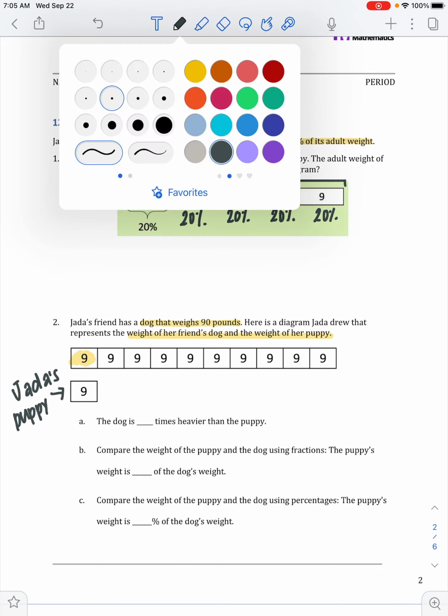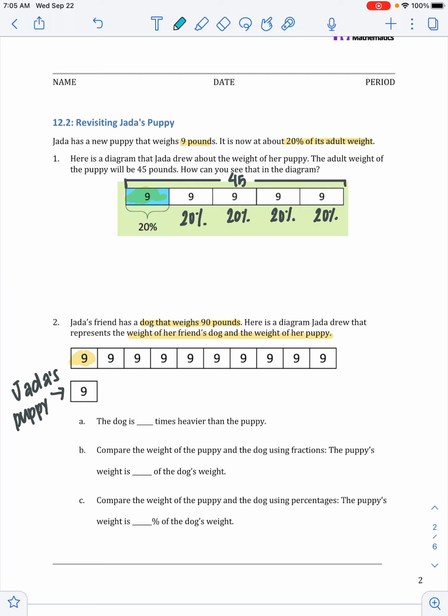Okay, so if you're listening to the video now, you should have answered questions A, B, and C on your own. A says, the dog is blank times heavier than the puppy. Well, we know that there are 10 9s to represent the dog. This is the full-size dog. And there's only one 9 representing the puppy. So the dog is 10 times heavier than the puppy because we need to multiply 9 10 times to get the total weight of the dog.